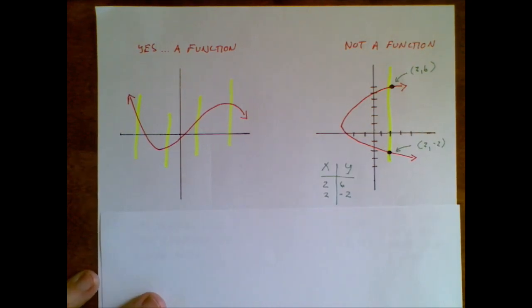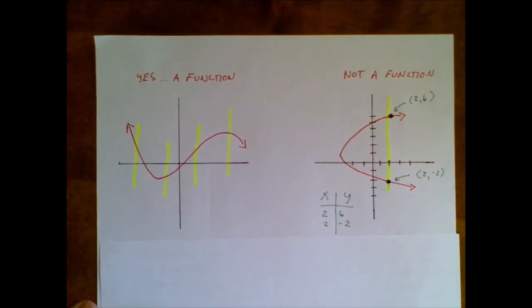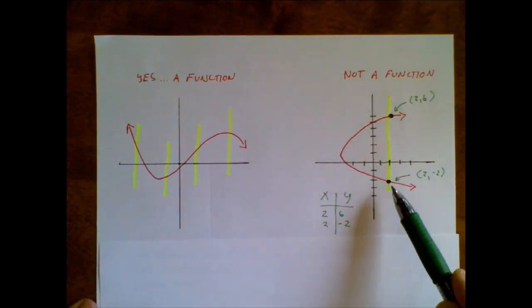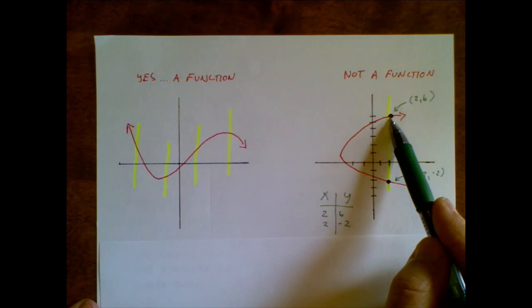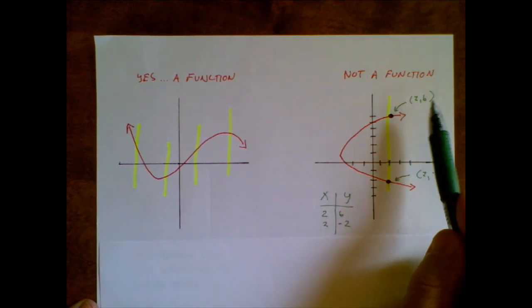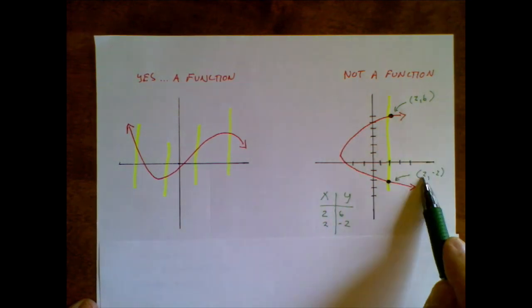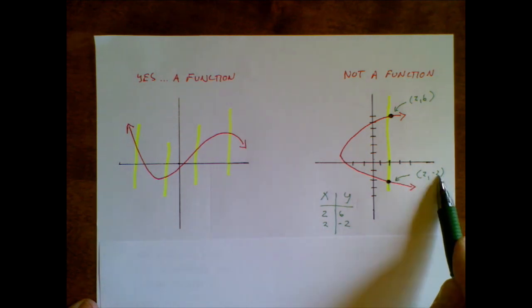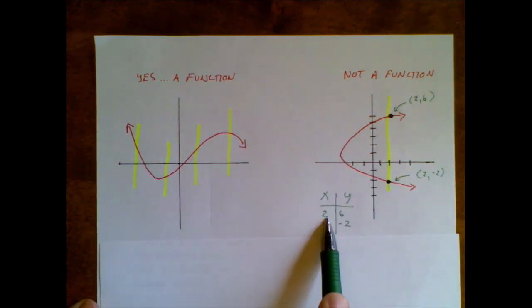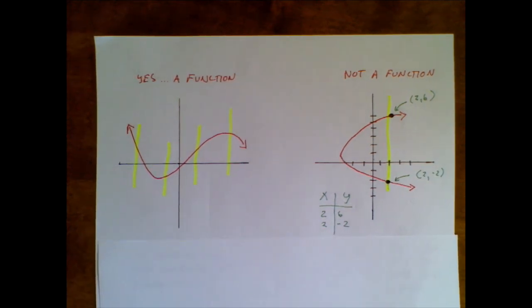I've taken the time to write in the coordinates at which my vertical line hit this graph. It hit it at (2, -2), and it also hit it at (2, 6). So what happened here is, for the input of 2, I did not have exactly one output. I had two different outputs. In other words, a 2 mapped to a 6 and a 2 mapped to a -2.